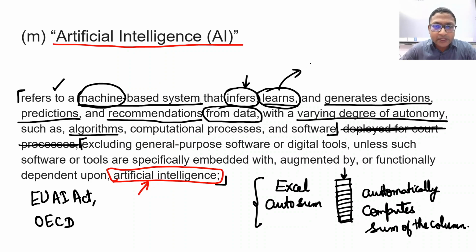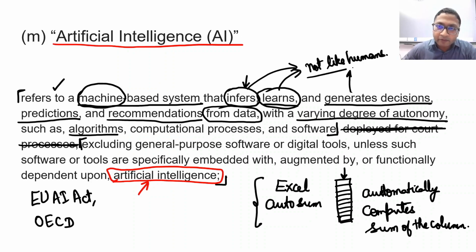What I would like to say here is: not like humans. AI does not learn like humans. AI does not infer like humans. AI does not generate decisions like humans. It does not predict or recommend like humans, right? That's an important thing that we need to understand. This all happens through algorithms, data, computational processes, and software.